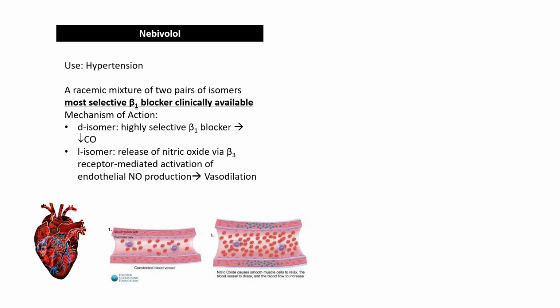So again, nebivolol is used in the management of hypertension, and this is due to the fact that it first blocks the beta-1 receptor, thus causing a decrease in cardiac output. Additionally, it also increases the release of nitric oxide, and nitric oxide is a trigger for vasodilation. So both of these effects together make nebivolol really effective in the management of hypertension.